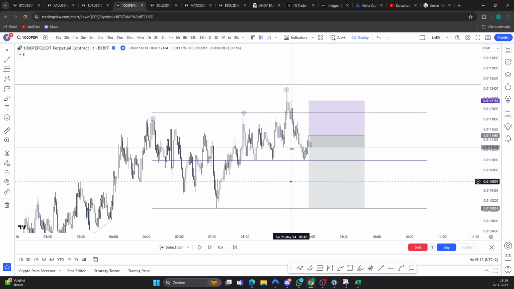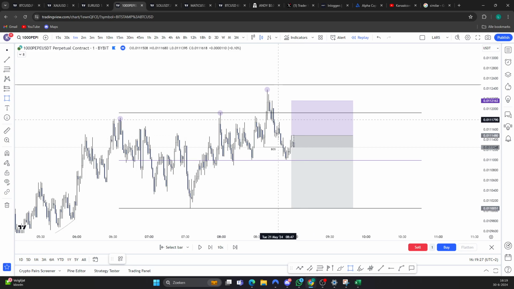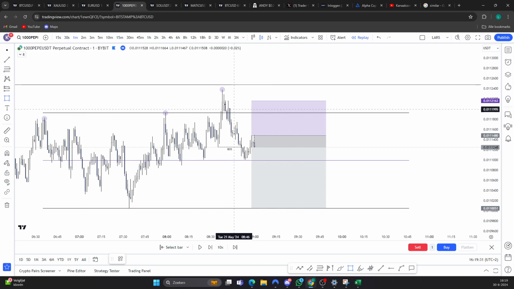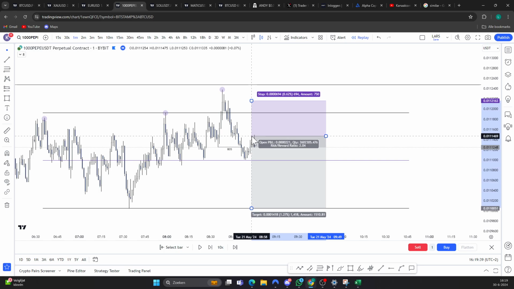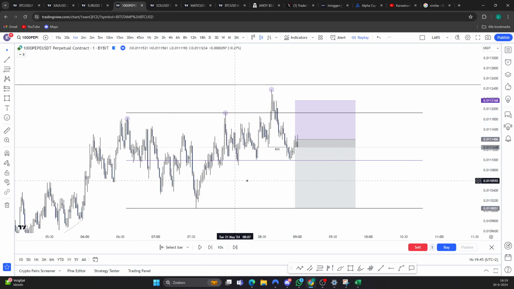Yeah. So we're really on a low time frame here, so there are not really any significant POIs, but you just want to short any backtest when it's risk to reward worthy. And at that high right here, we had a 2 risk to reward. So around here, you could potentially short, put your stop to the low.